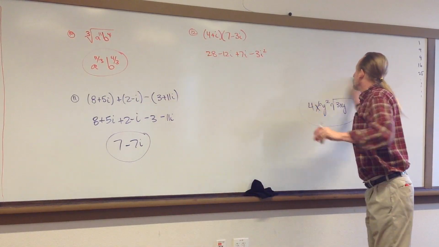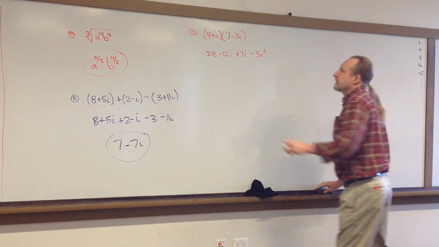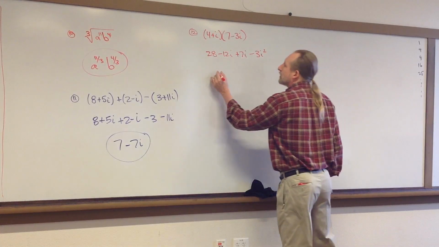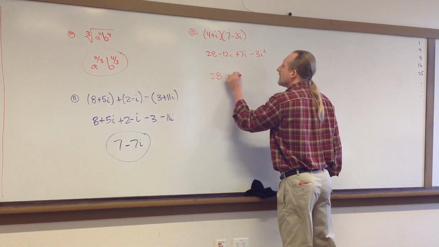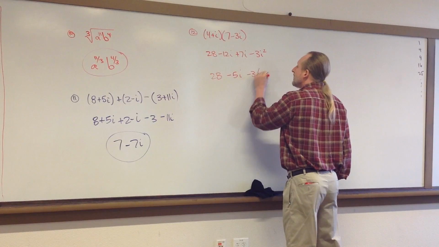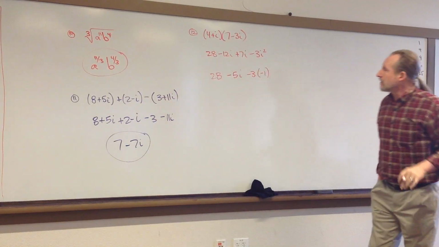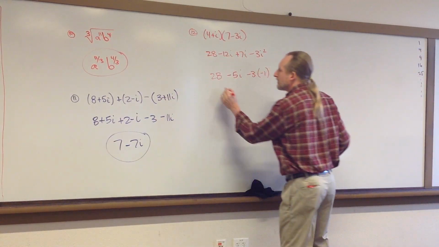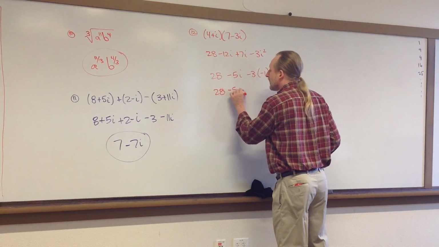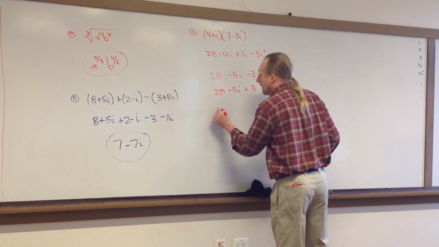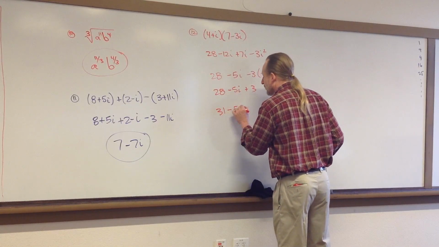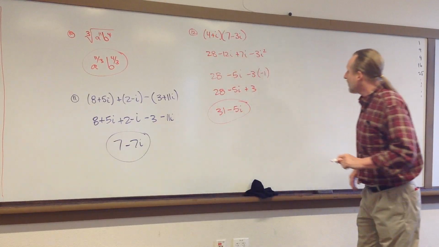So we're going to put those two i's together. The minus 12i plus 7i makes minus 5i. And here i squared is negative 1, and so this becomes a positive 3. 28 minus 5i plus 3, and so we end up with 31 minus 5i.